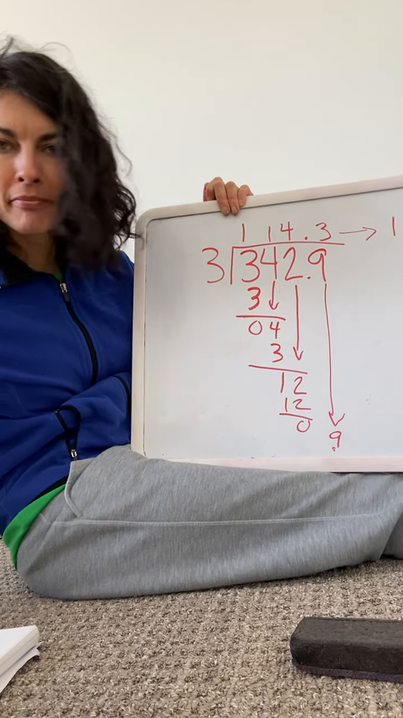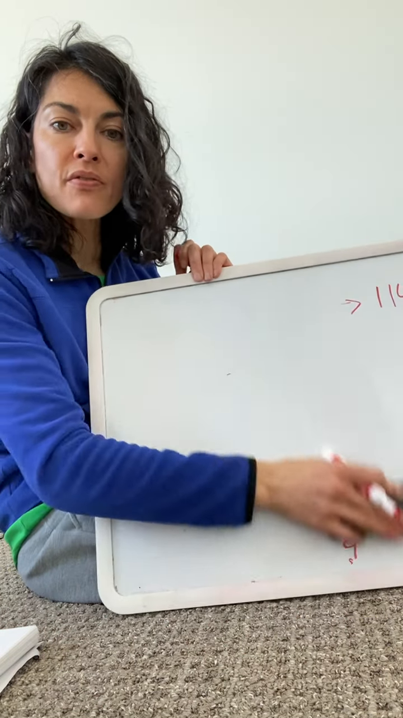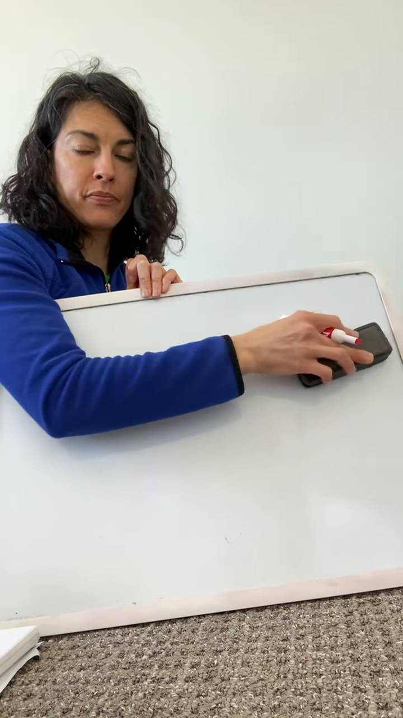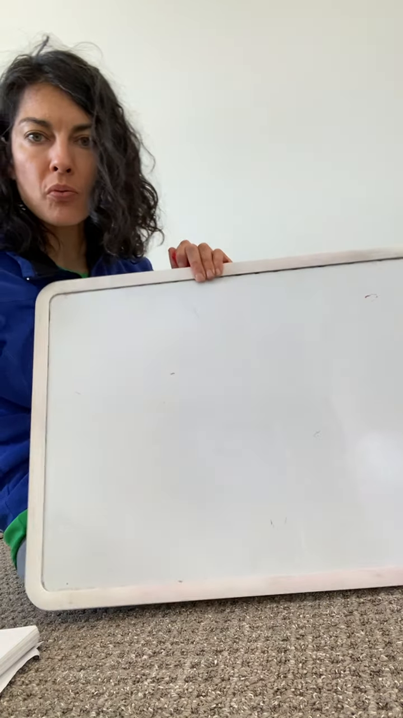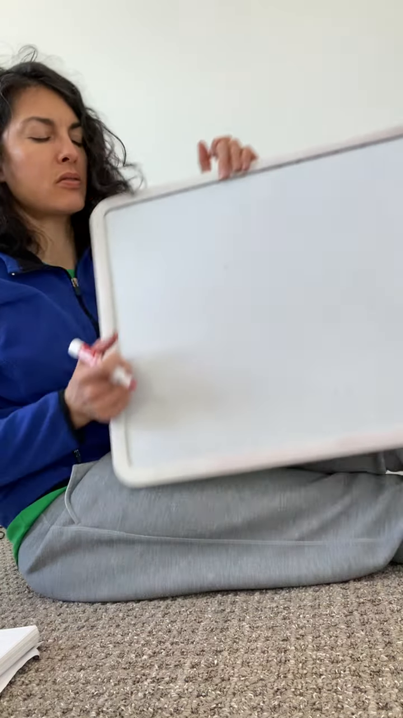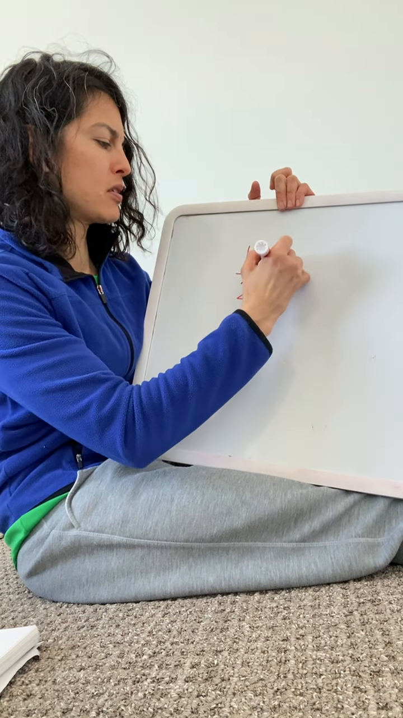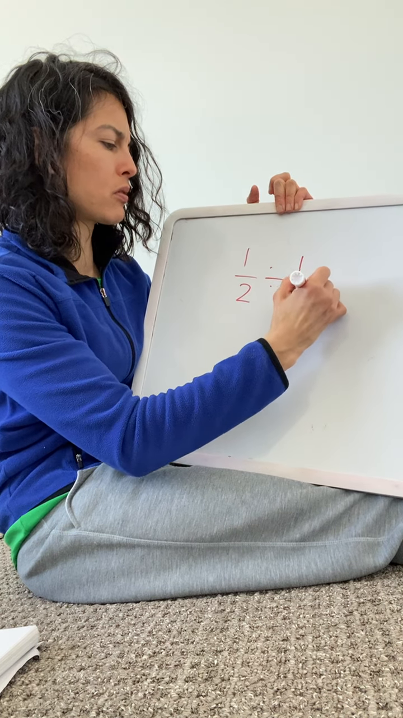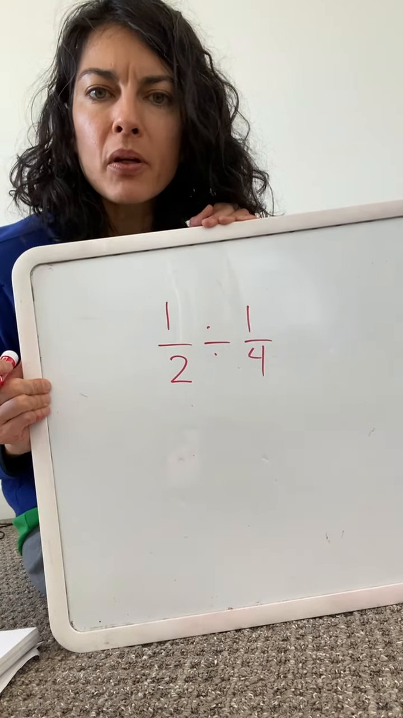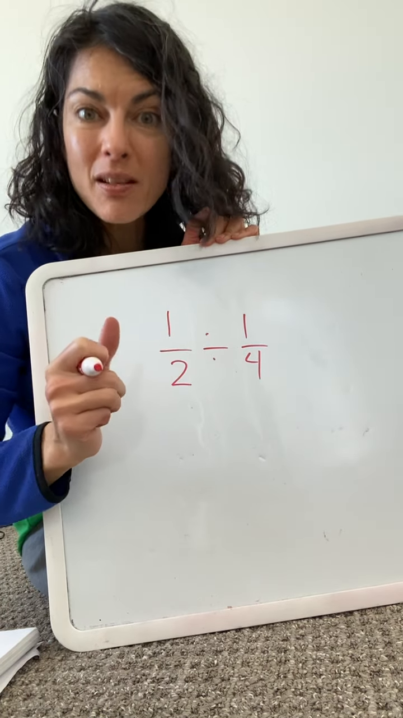Okay, that's it. Let's review a couple things. Okay, so there was dividing decimals. Let's review dividing fractions. What is 1/2 divided by 1/4? How do you do that? Remember, we take the second number, invert, and multiply.